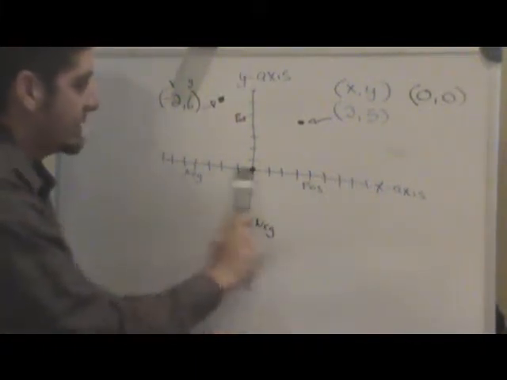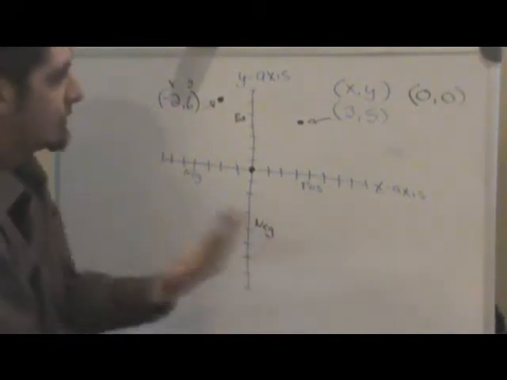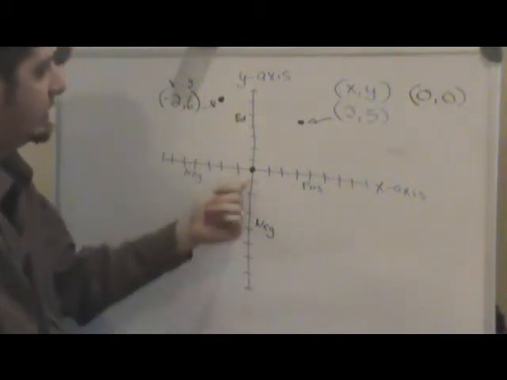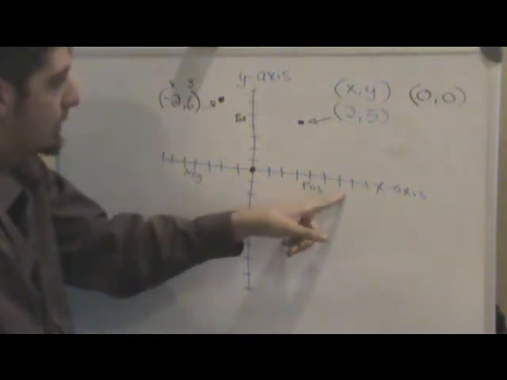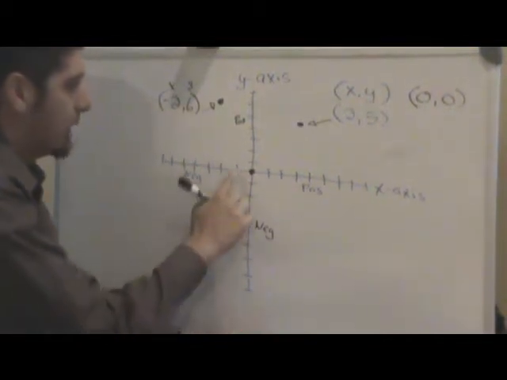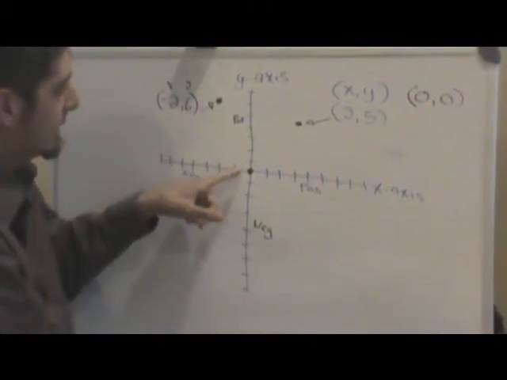The x-axis moves left and right. So x-coordinates also move left and right. They move along the x-axis. Negative numbers on the x-axis move to the left. Positive numbers move to the right. Negative numbers on the y-axis move down. Positive numbers move up.